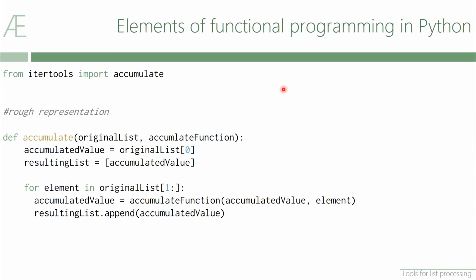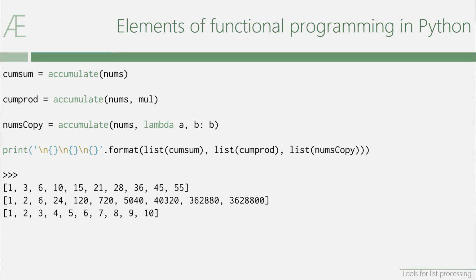One more useful function is the accumulate function from Python's itertools module. It takes a list and an optional parameter, an accumulative function that should be a function of two arguments. If the function is not specified, it's considered to be addition by default. Accumulate returns a list. The way the resulting list is built may be represented like that. Here are examples of using accumulate. Notice this third example where we copy the initial list by using an accumulative function that takes two arguments, but it ignores the first one and returns the second one.